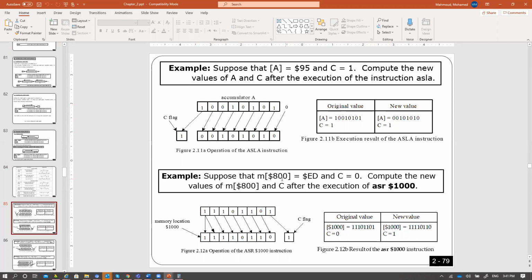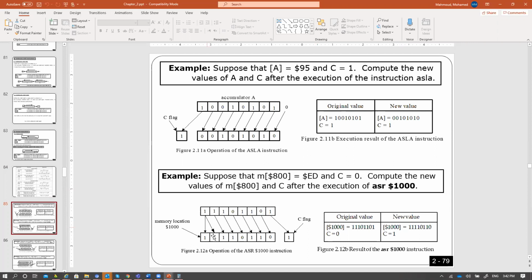Let's have another example. For example, the memory location 800 should have this value, and the carry is zero. This is the initial, original value. Okay, so after I execute this instruction, arithmetic shift right, so don't forget arithmetic and shift right. This is the only one where I'm not gonna shift with zero. I'm gonna shift with the last bit.